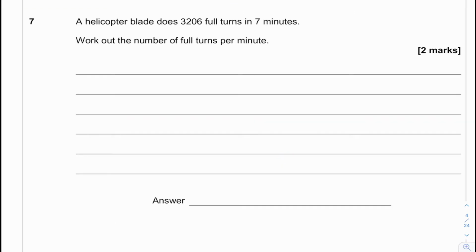Okay, so for question 7, we are told that we've got a helicopter blade and it does 3,206 full turns in 7 minutes, and we need to work out the number of full turns per minute. Okay, so what we essentially need to do is divide the amount of full turns in 7 minutes by 7, so then we get the amount of turns in 1 minute. So what we do is 3,206 divided by 7, so we're going to use the bus stop method here.